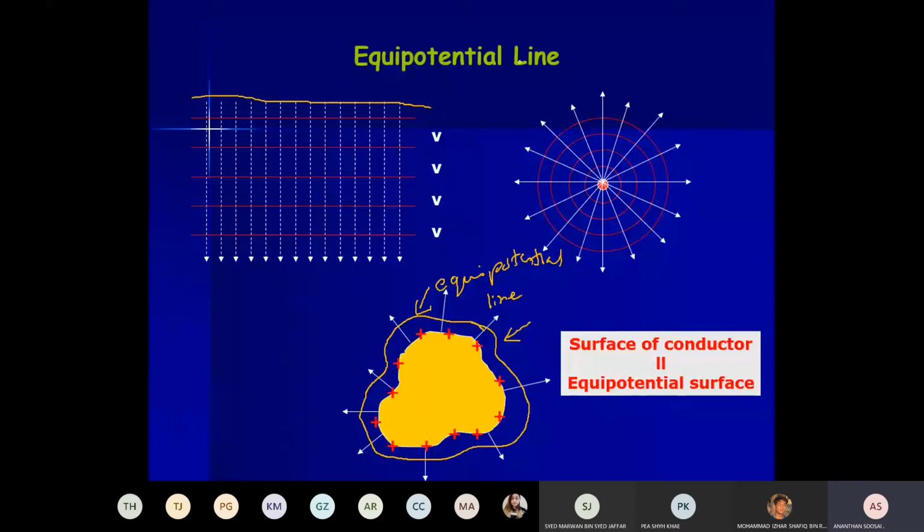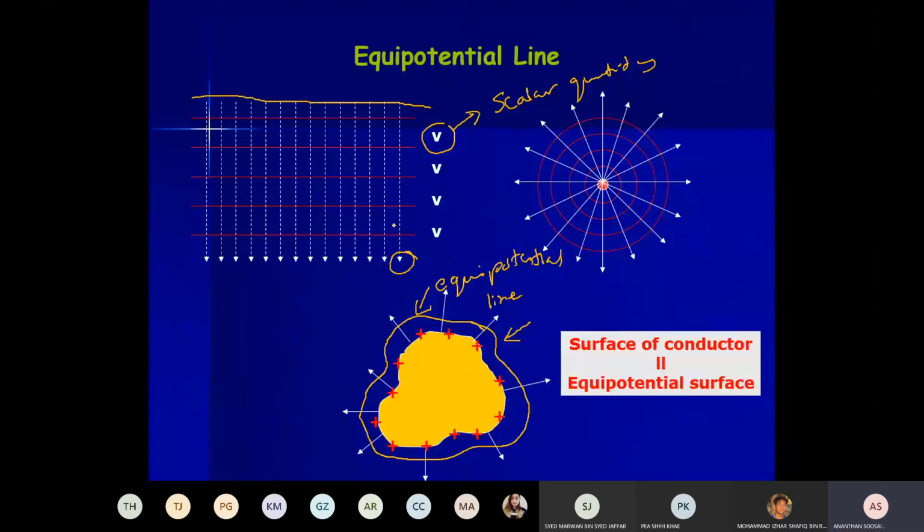Equipotential line, no arrow. Potential is actually a scalar quantity, with no direction, so we just draw the line without any arrows. The field is a vector quantity, so that's why you need to have an arrow.